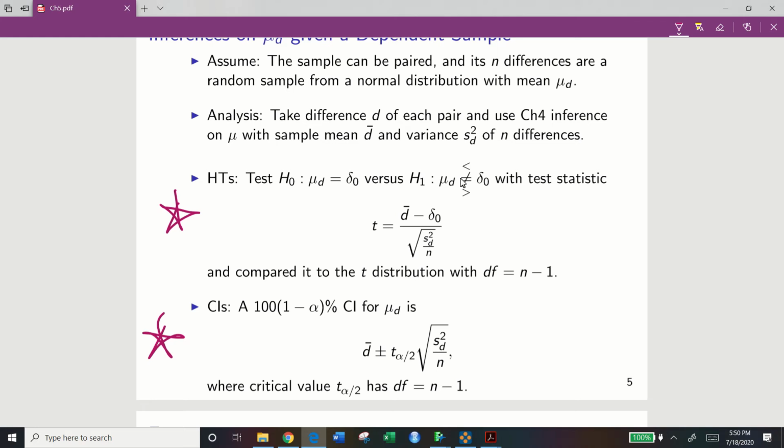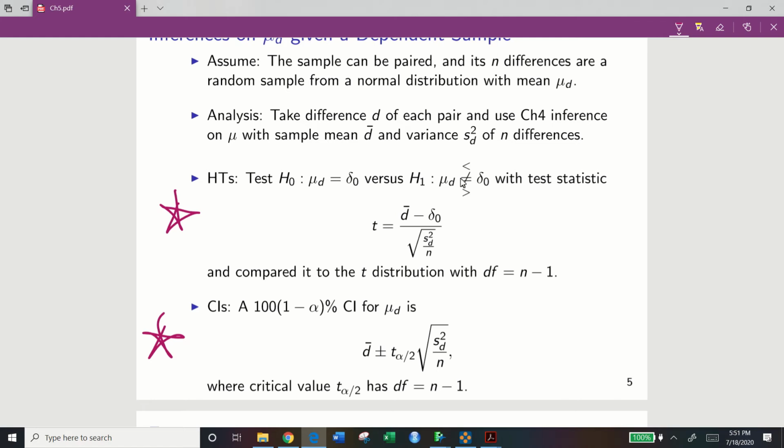We also have our confidence interval, which would be a 100 times 1 minus alpha percent confidence interval for mu d, which is d bar plus or minus t alpha over 2 multiplied by the square root of S_d squared over n, where we have a critical value t alpha over 2, which has degrees of freedom of n minus 1.